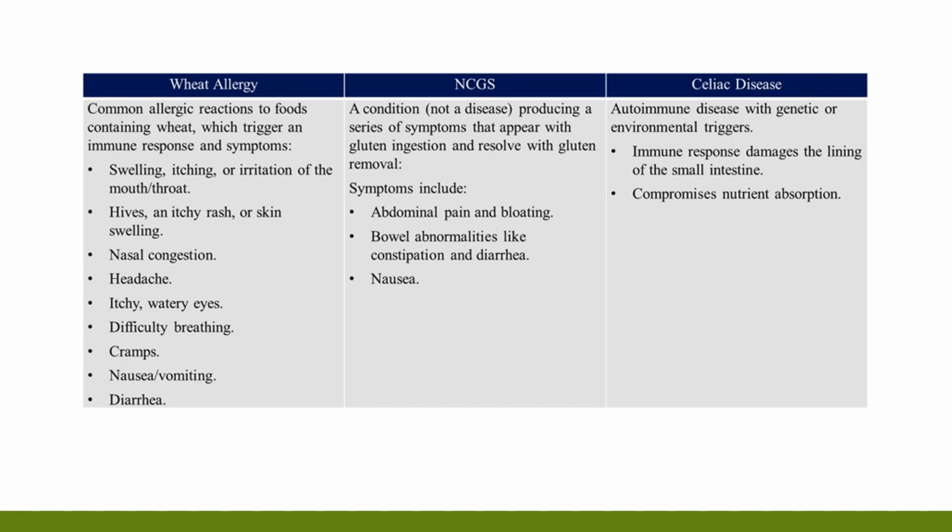Now, what you see in the table here is 3 different types of conditions. We have what's called a wheat allergy. Wheat is notorious for having gluten. We have what's called NCGS, which is basically a non-specific kind of reaction or sensitivity that you have to gluten. And then we have a diagnosable disease called celiac disease.